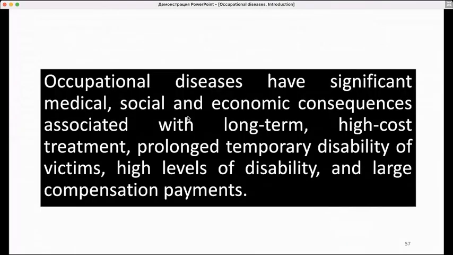And lastly, I'd like to finish my lecture with such a saying. Occupational diseases have significant medical, social, and economic consequences associated with long-term, high-cost treatment, prolonged temporary disability of victims, high levels of disability, and large compensation payments.